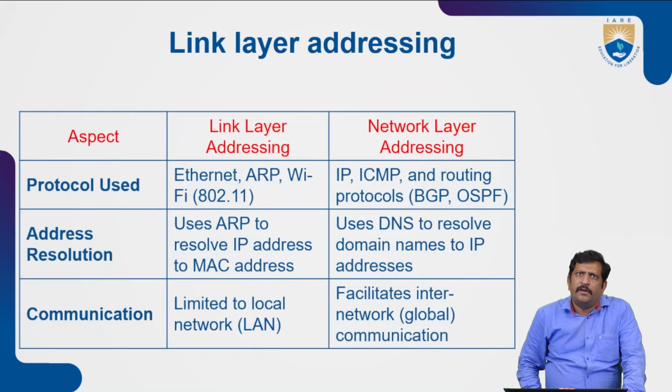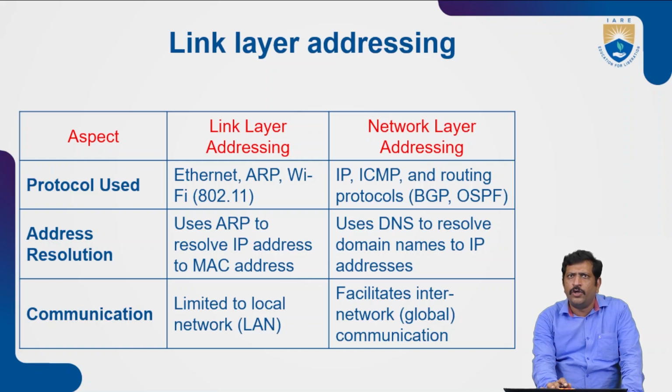Next, the protocols used. Link layer addressing uses the Ethernet protocol, the ARP protocol, and Wi-Fi 802.11. These are the protocols used in link layer addressing. Network layer addressing uses the IP protocol, the ICMP protocol, and routing protocols such as BGP and OSPF.